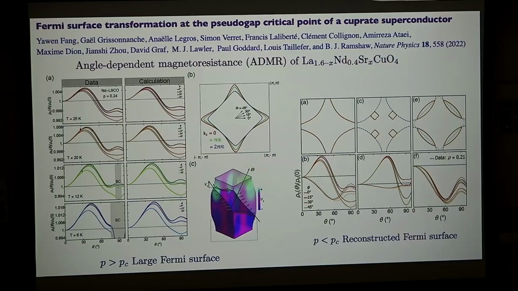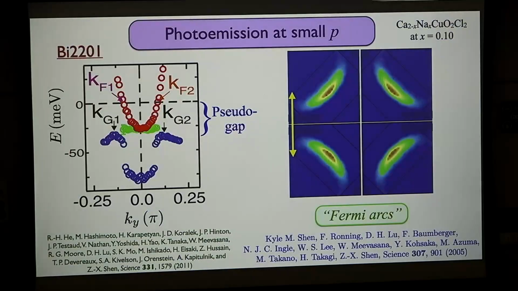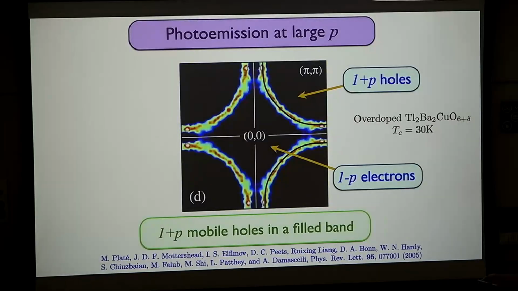From the solution of the Boltzmann equation, it's basically semi-classical. You just write down the equation of motion in momentum space: dk/dt is v cross B minus v over tau to give you the relaxation. Then you compute the c-axis resistivity. So what you measure is the c-axis resistivity in this direction as a function of angle.